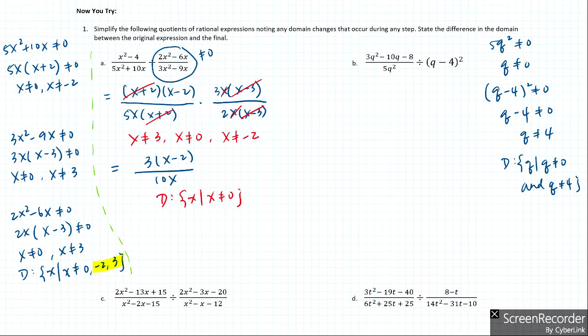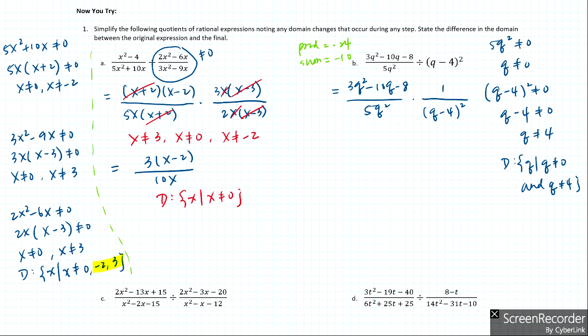And when we want to rewrite this whole thing, we can write it as 3q squared minus 10q minus 8 over 5q squared. We can flip the division into multiplication, being 1 over q minus 4 squared. And once we get to this form, we can try to factor the first numerator using the AC method. So here we get a times c, which would be the product, is 3 times negative 8, so negative 24. And we also want to make sure the sum is equal to negative 10.